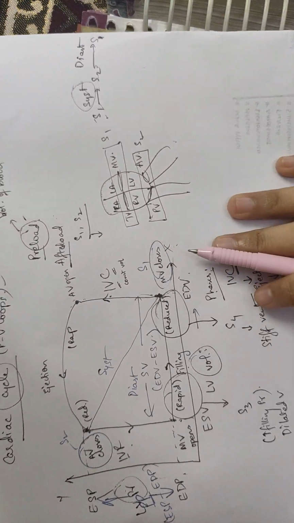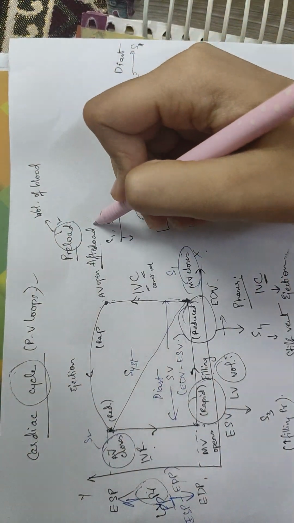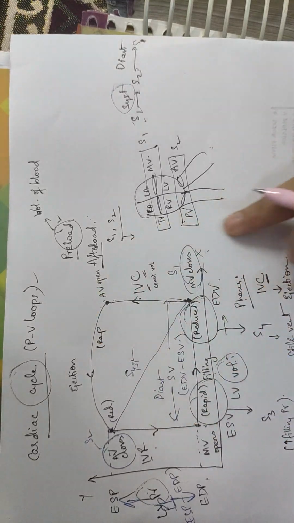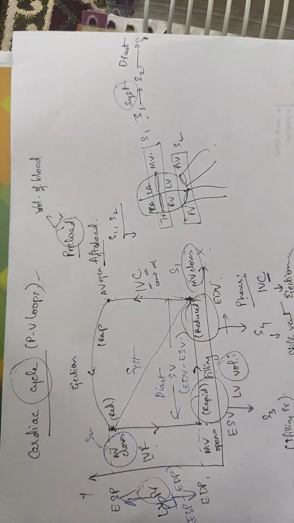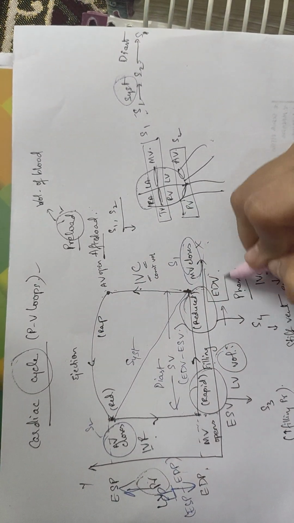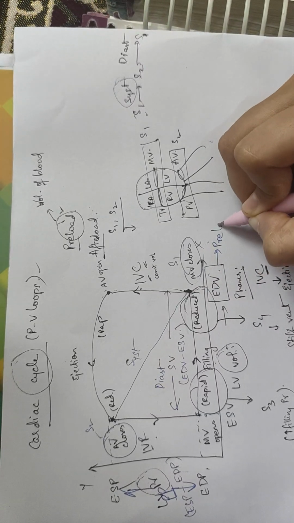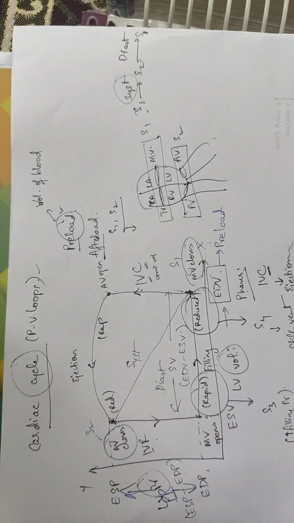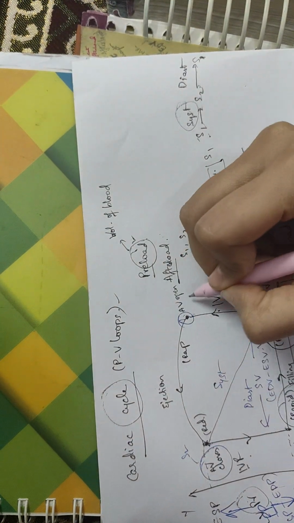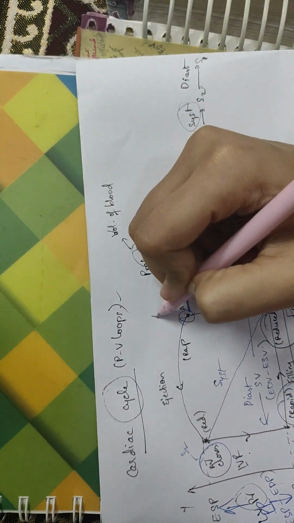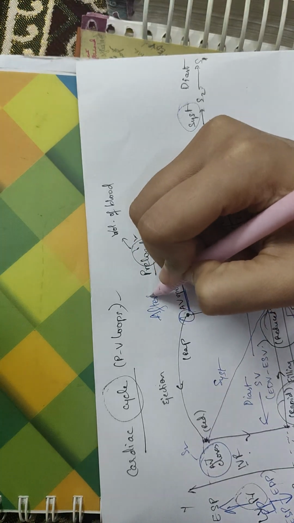Next thing we saw is preload and afterload. So where is the preload, where is the afterload in this entire cycle? End diastolic volume is representing preload, and this point where the AV valve opens is the afterload.